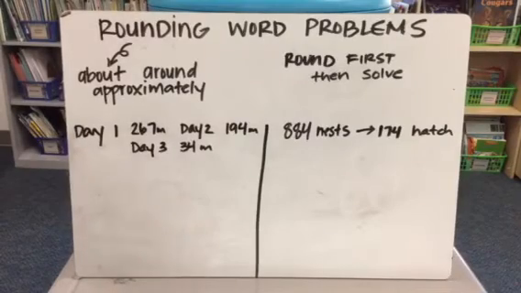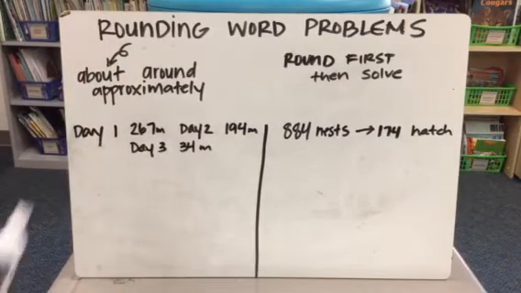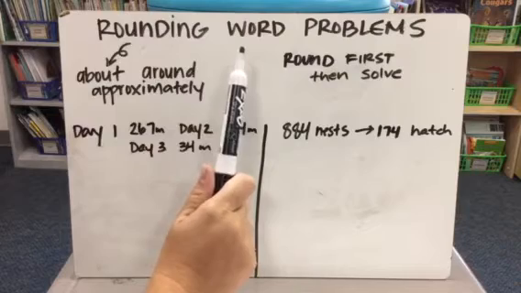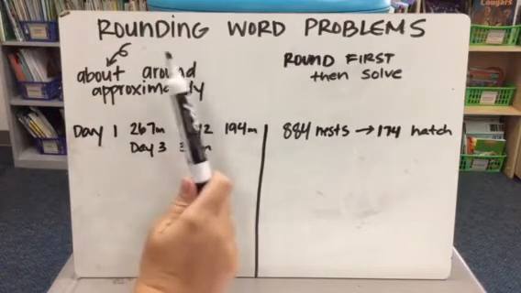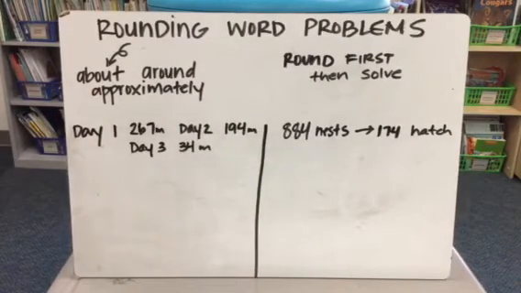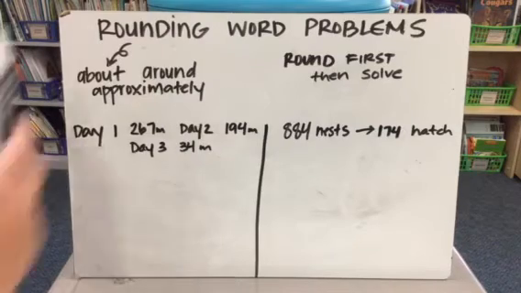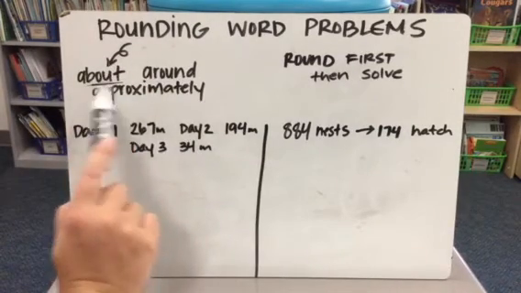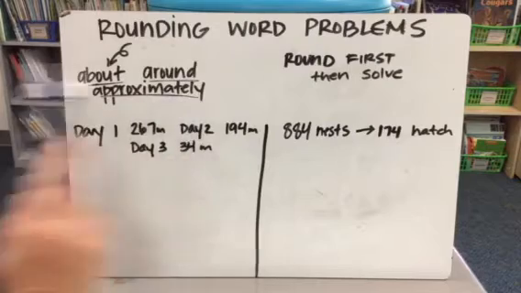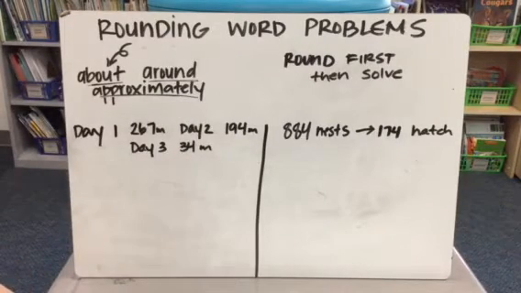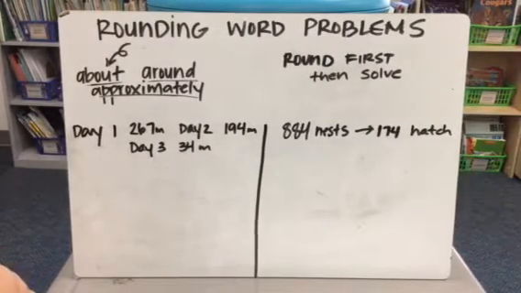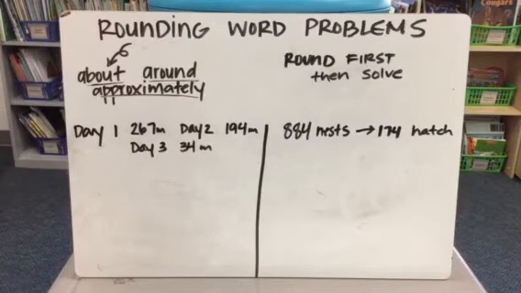In this video, I'm going to be modeling for you how we apply rounding strategies to word problems. So this is where rounding becomes more real life, more real world. These are examples of when you would round in everyday life, and how it's a life skill. When you're reading word problems and you read words like about, around, and approximately, those are your clue words that you need to round. They're not looking for an exact number, they're looking for an estimate.